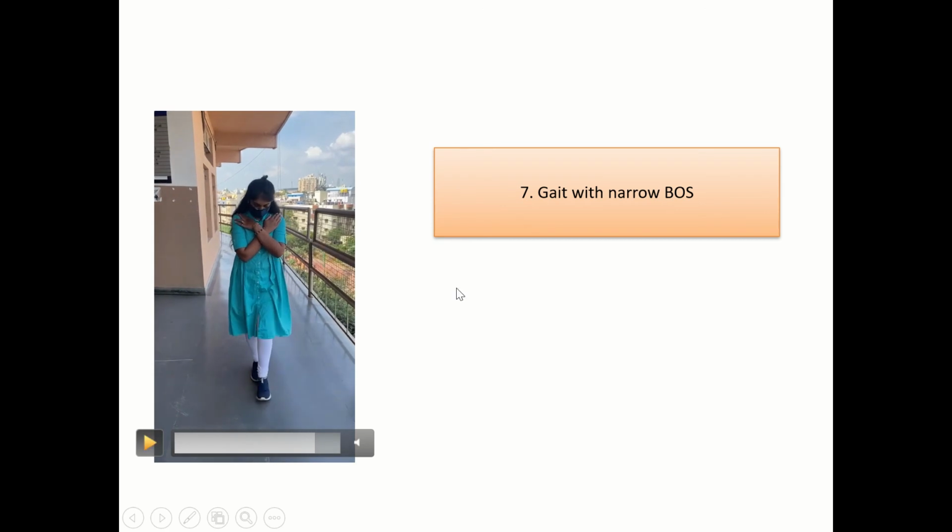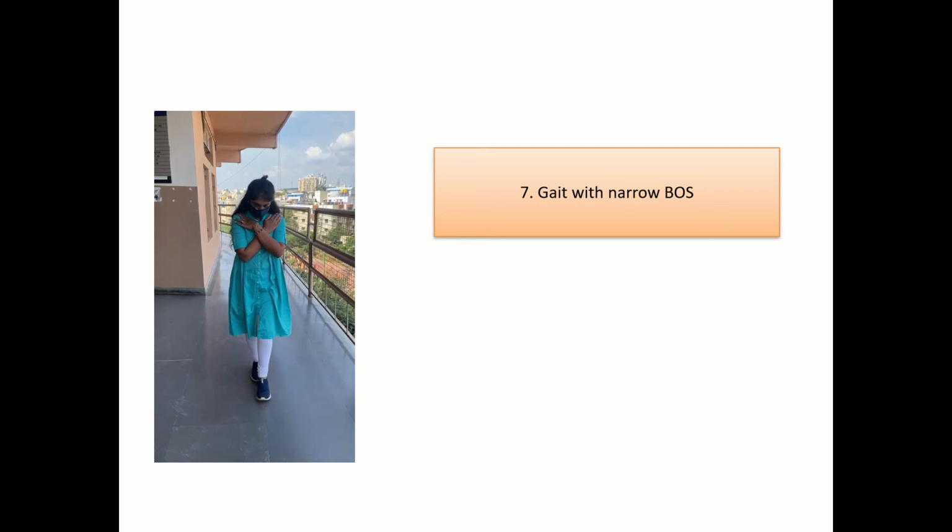You can either ask the patient to close the eyes and walk in this fashion, or you can just tell the patient to do normal walking in this fashion. Closing the eye will be good in a progressive manner. Do not just tell the patient on the first day, gait with narrow base with closed eye. You cannot tell that. The patient will run away from the clinic.